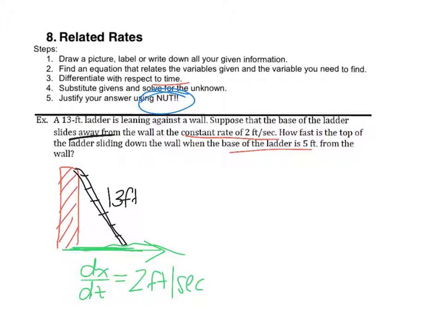So they're also telling me that x here is 5 feet, because that's how far the base of the ladder is from the wall. And they're asking me to find dy/dt. How fast, so that's a speed, that's a rate. How fast is this ladder moving down the wall? So find dy/dt.